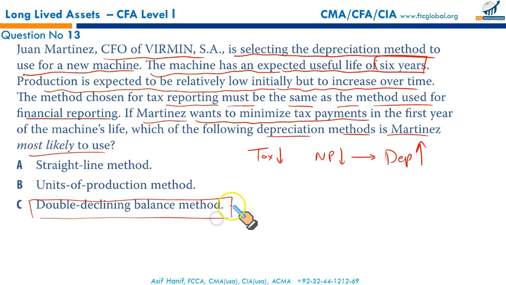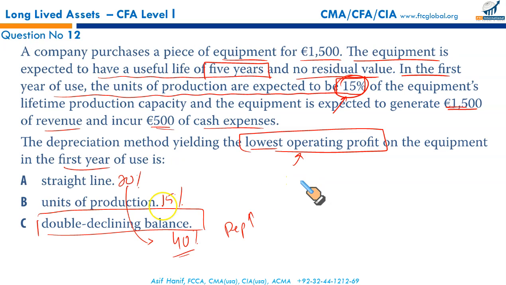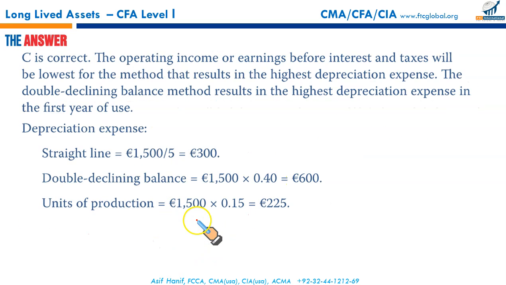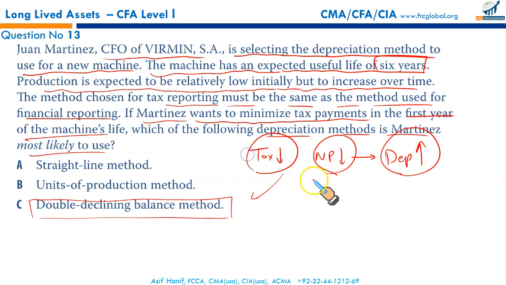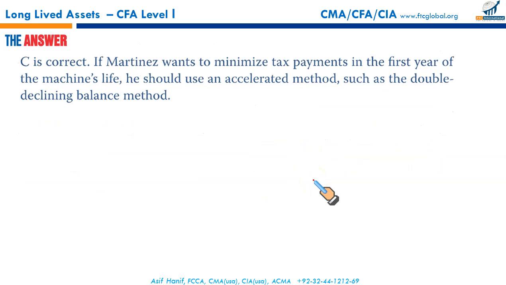This method will give you the highest depreciation in the first year, in the early period of the machine's life. So without doubt, like in the previous question, double declining balance was 40%. So in this case, the double declining balance method will result in the highest depreciation, lowest net profit, hence the lowest tax. That makes C the correct option.